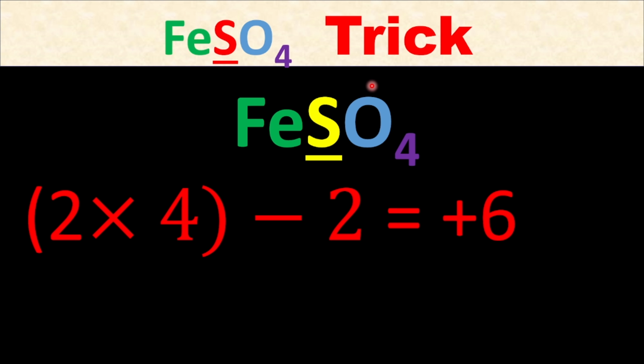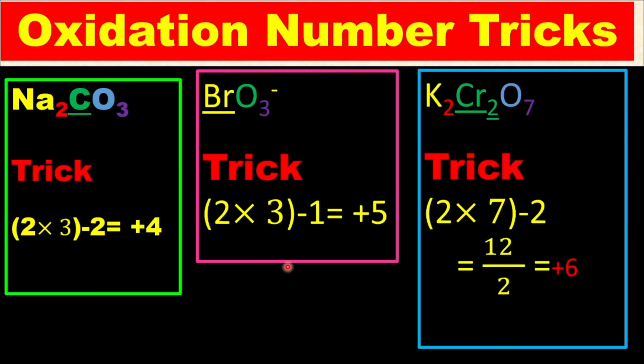Let me take that again. 2 times 4 is 8. The charge for this is unknown, but since we know the charge of SO4 to be minus 2, and there's no number crossing to this side, it tells you that the SO4 and the Fe have the same numbers. So that will be 2 times 4 is 8, minus 2, and that will give you plus 6.